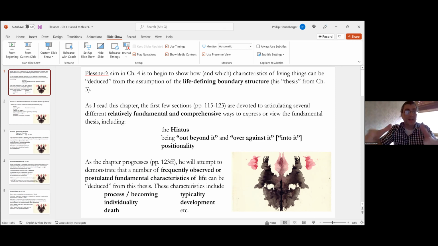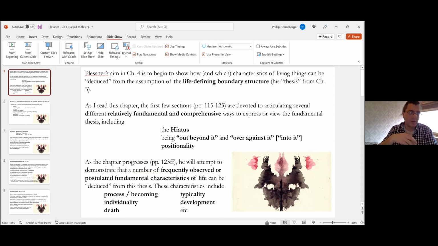That thesis is the fundamental feature of living things as they appear, or living things as something that we have access to in appearance or in experience. How that explains, or is the foundation for, or a condition of possibility of a number of different features that have been noticed as features of living things, like, for instance, typicality, that is falling under a certain type or species or larger categorization, individuality, development, death.